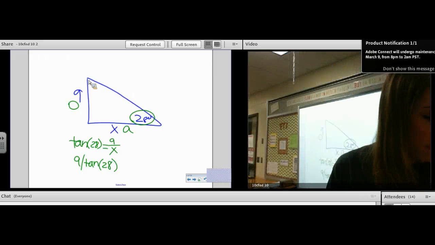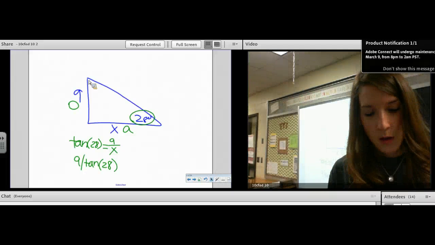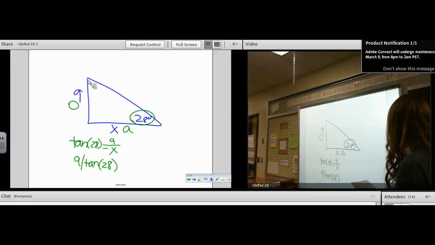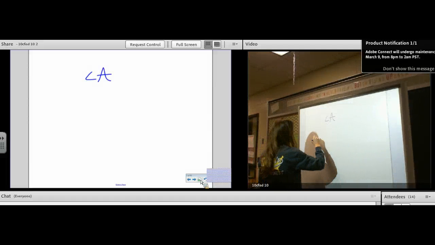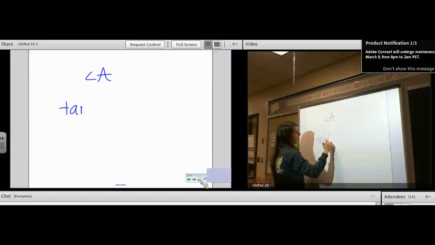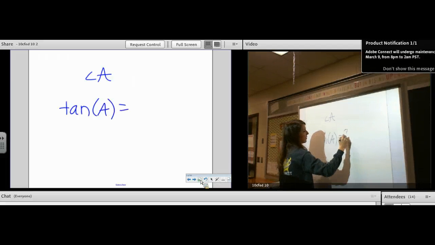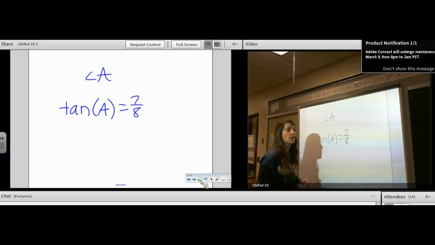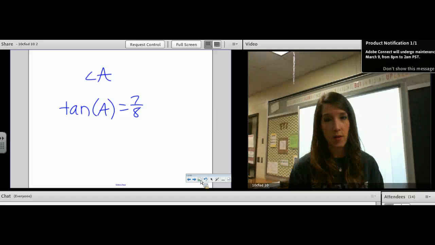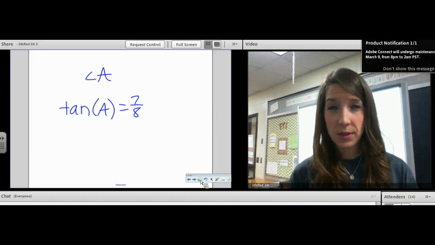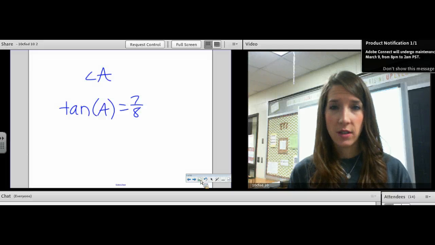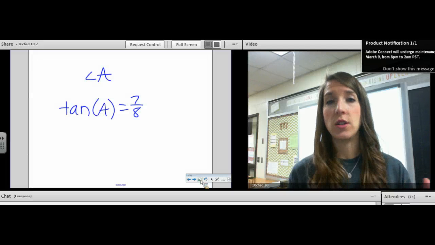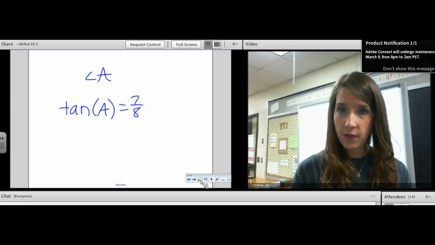Oh, number 4? Okay. So on number 4, 5, and 6, you're finding the measure of angle A. So it says the tan of A equals 7 over 8. Now the problem is, when you're finding an angle, when your variable is stuck in the tan function, you have to do the opposite of tangent. You have to undo it. And the opposite of tan is inverse tan.